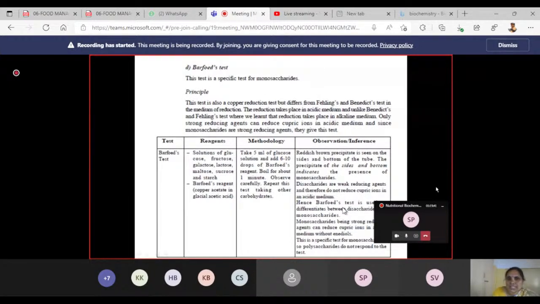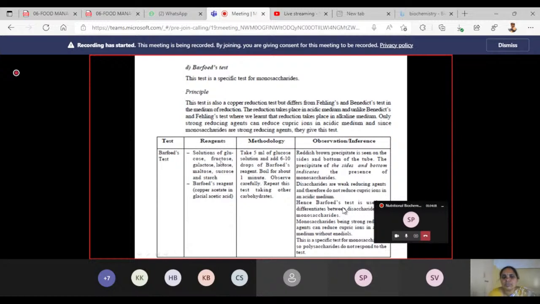This Barfoed's test is to check whether it's a monosaccharide or a disaccharide. So Barfoed's test can distinguish between a monosaccharide and disaccharide. It's a reducing sugar. After doing the Benedict's and Fehling's test, you want to check whether the reducing sugar is a monosaccharide or a disaccharide. You will do the Barfoed's test. Within the reducing sugar, it will tell whether it's a monosaccharide or a disaccharide. Clear why Barfoed's test is done?